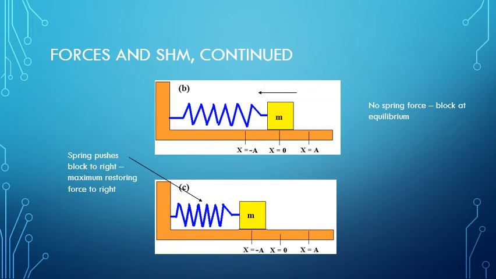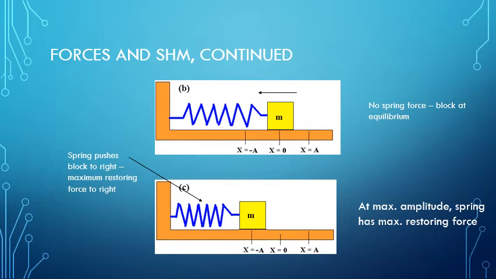And when it's all the way over on the left-hand side, the spring is pushing the block to the right. That's the maximum restoring force. It's restoring it. It wants to put it back to that x equals 0 point. So you can see that's where the forces are in simple harmonic motion.